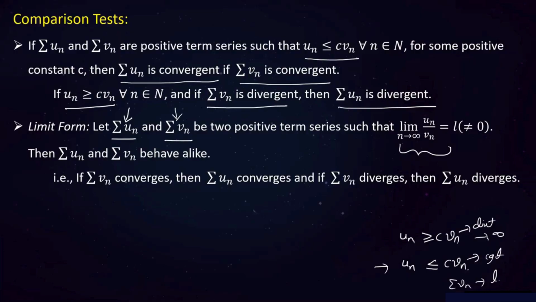So keeping this simple idea in mind, in comparison test, we are first going to choose one series, summation Vn, such that its convergence is already known to you. And using that, we are going to decide the convergence of the other series. Okay, so let's take a question.